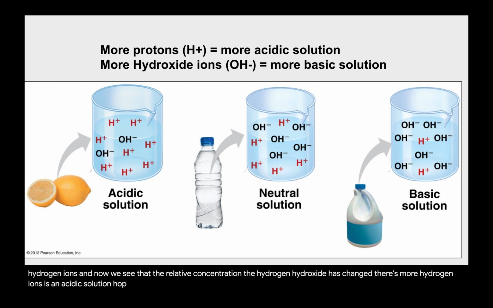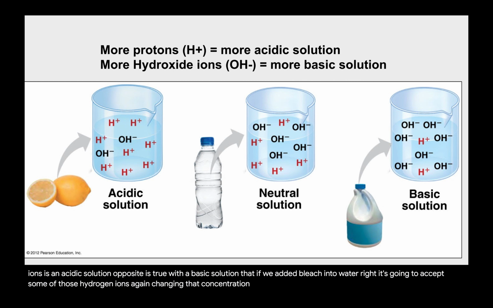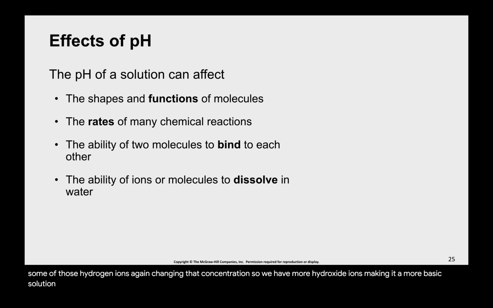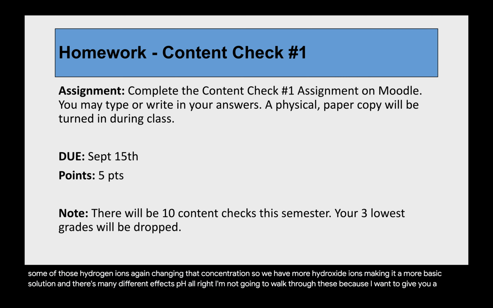The opposite is true with a basic solution. Say we added bleach into water: it's going to accept some of those hydrogen ions. Again, changing that concentration, so we have more hydroxide ions, making it a more basic solution. And there are many different effects of pH. I'm not going to walk through these because I want to give you a homework assignment.